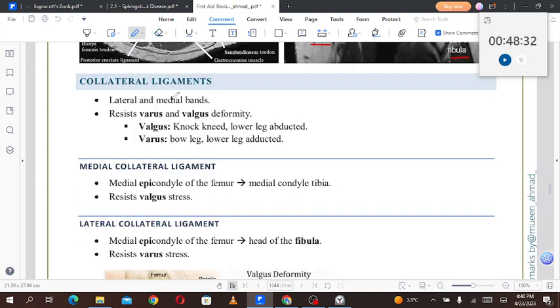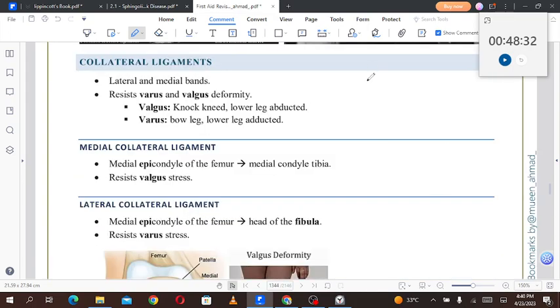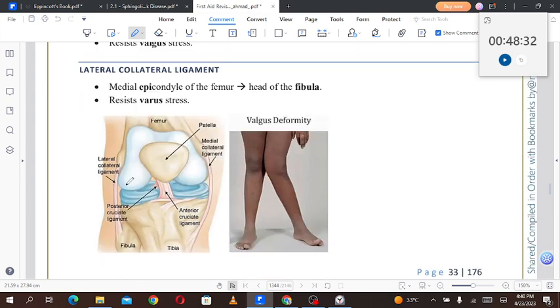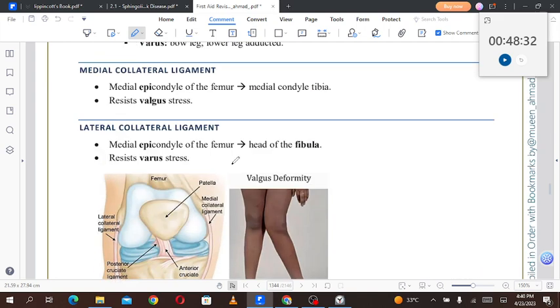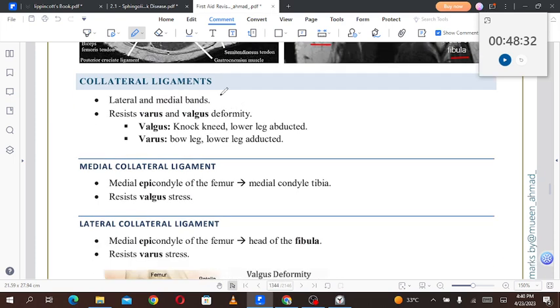Collateral ligaments, the lateral and medial bands. Suppose this is the tibia. I guess here we have a picture of that. So this is the femur above and the tibia below. The bands connecting these in the joint are called the lateral and medial collateral ligaments. They resist the varus and the valgus deformity. Varus means bow-legged, lower leg adducted.